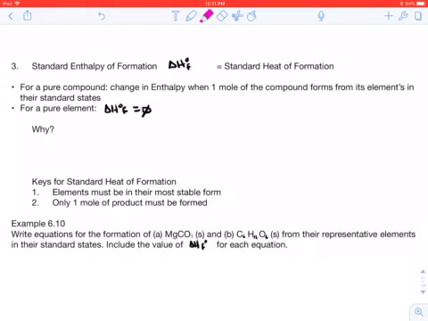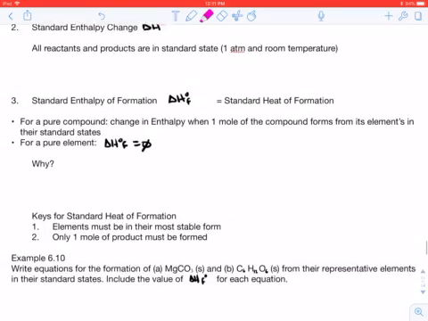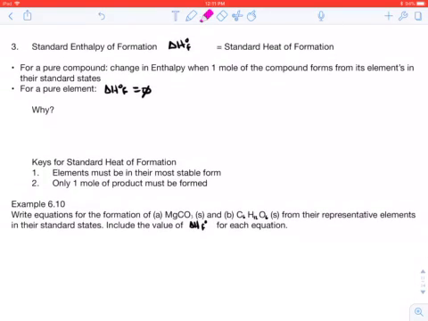The third thing there: since we have standard enthalpy change, we can also talk about enthalpy of formation. And that's exactly as it sounds. Notice how we've added the little f. Formation talks about how much heat it took to form that substance. So, for a pure compound, it's the change in the enthalpy when 1 mole, and this is a key, when 1 mole of a compound forms from its elements in their standard states. And we're going to talk about the pure elements in just a second here.